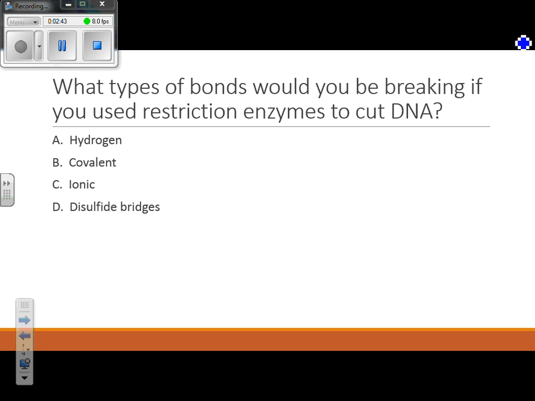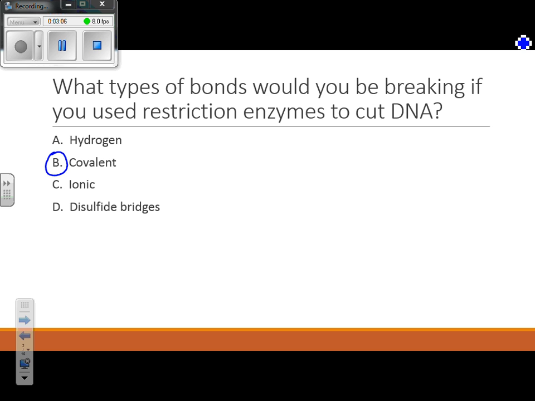All right, here's our next question. What types of bonds would you be breaking if you used restriction enzymes to cut DNA? So we talked about this a little bit yesterday. I'll give you a second to look at it. Hopefully you went with covalent.